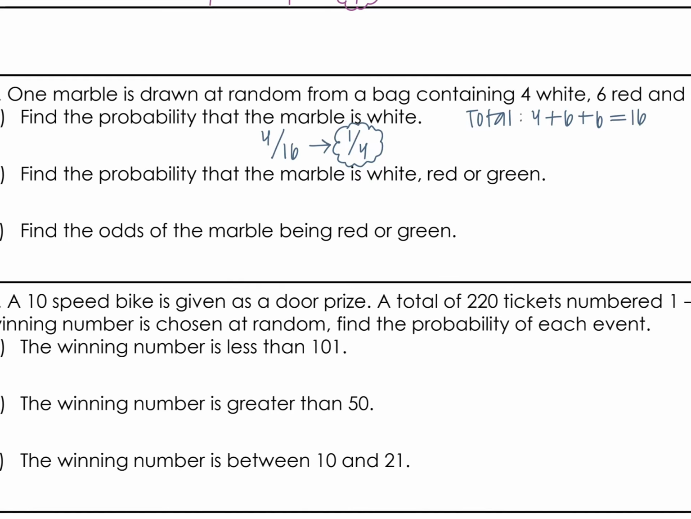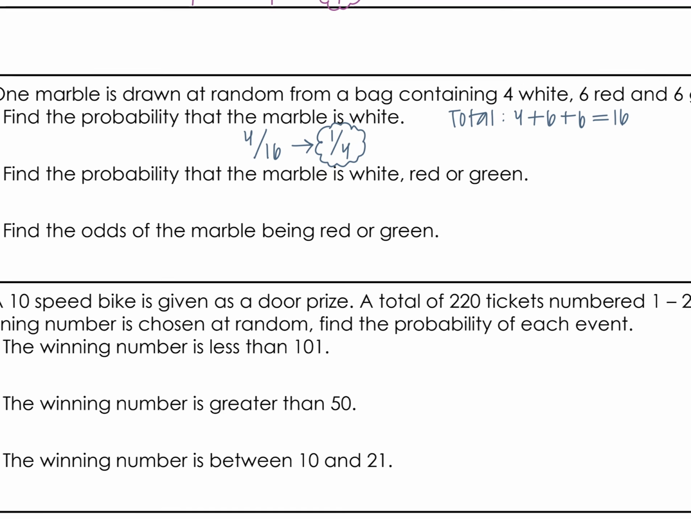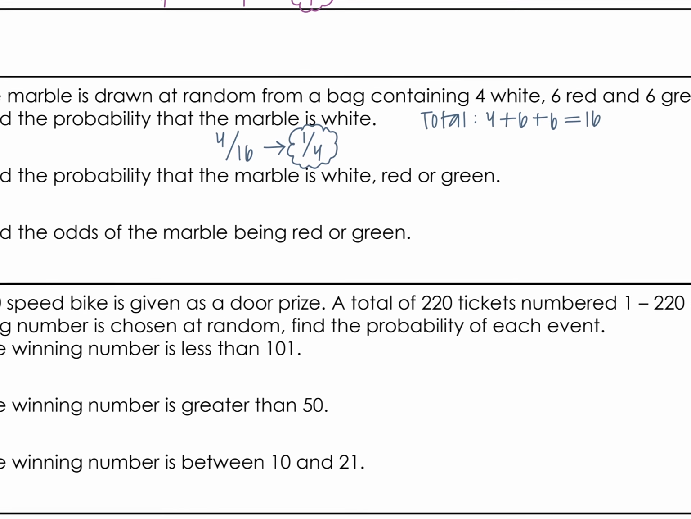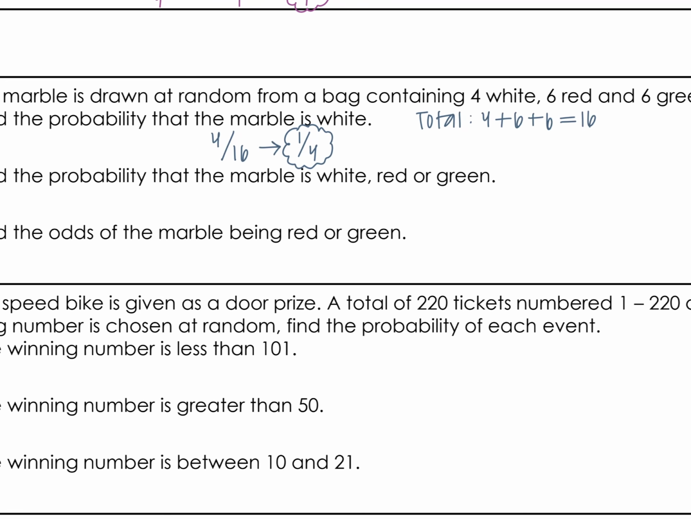Then we have part B, find the probability that the marble is white, red, or green. So for the probability of it being white, we have 4 over 16. Plus we have our red, so 6 over 16. Plus my green, which is 6 over 16 as well. When you add all of that together, you're going to get 16 over 16, which just is going to give us 1 as my answer.